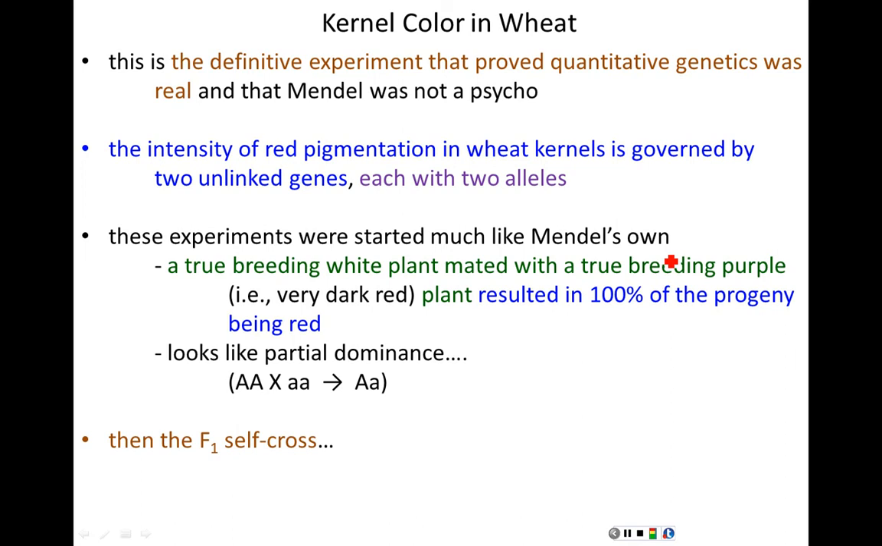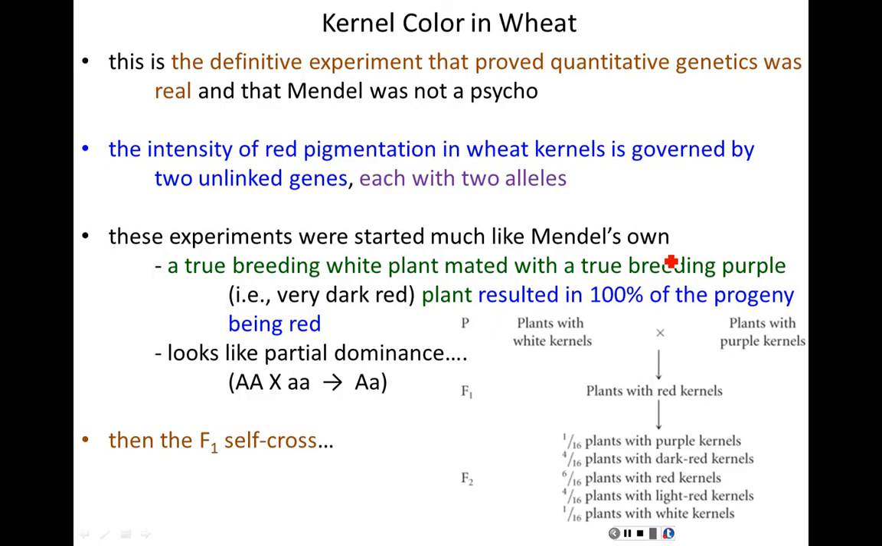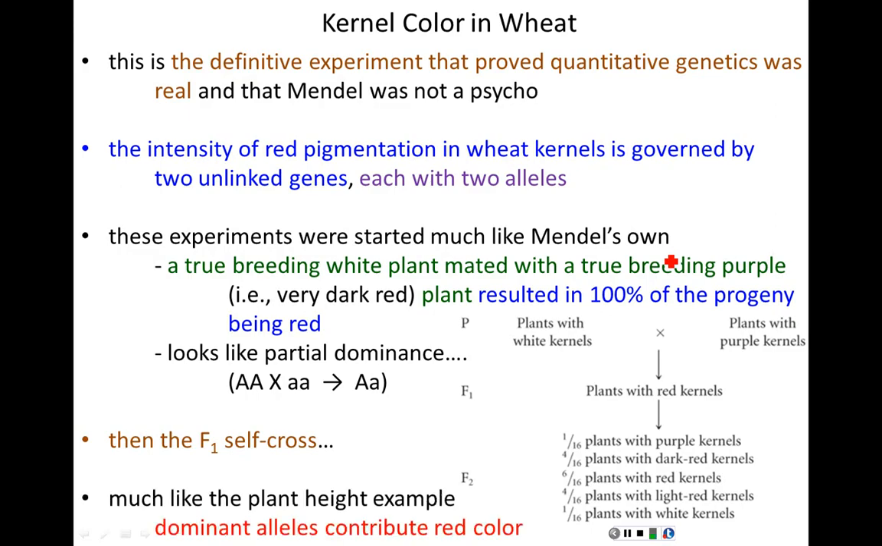Looked like partial dominance, like our white flowers and our red flowers giving pink flowers. Then they did the F1 cross, and if you remember from partial dominance, when we talked about that way back when, if we do the F1 cross and we expect everything before it to be true, we're crossing a heterozygote by a heterozygote, so we should get 25% purple, 50% pink again, and 25% white. And this is what they did get. 1/16 of the plants were purple, 1/16 were dark red, 6/16 were red, 4/16 were light red, 1/16 were white. Not at all what was expected.